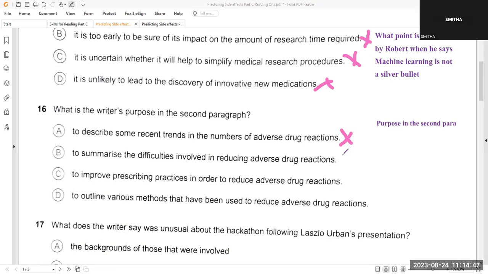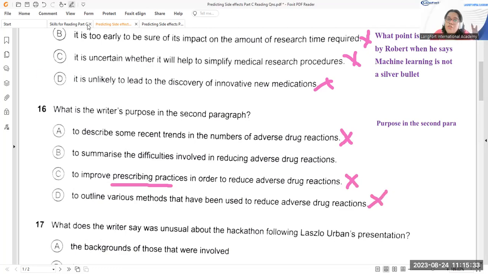Option C, to improve prescribing practices in order to reduce adverse drug reactions. Did they say that we need to improve how we prescribe medications in order to reduce adverse drug reactions? Have they commented on that? No. Okay, last option. Option D, to outline various methods that have been used to reduce adverse drug reactions. Outline means explained. Have they explained various methods that they have used to reduce adverse reactions? No. They just mentioned researchers are trying their best to avoid or reduce drug reactions. But what methods they use, nowhere it's explained.